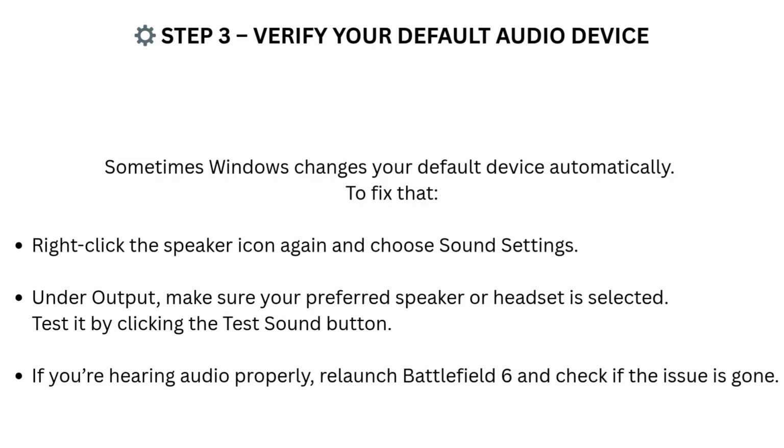Step 3. Verify your default audio device. Sometimes Windows switches your default device automatically. To check, right-click the speaker icon again and choose Sound Settings. Under Output, make sure your preferred speaker or headset is selected. Click Test Sound to confirm it's working. If everything sounds fine, relaunch Battlefield 6 and see if the audio issue is gone.